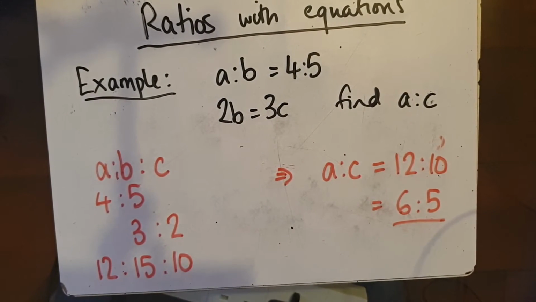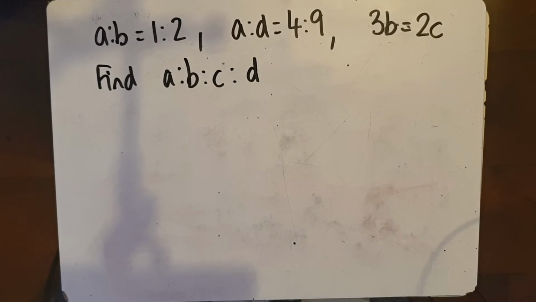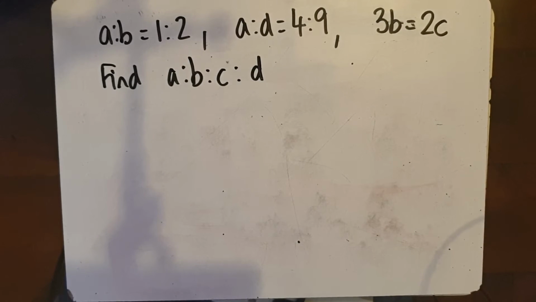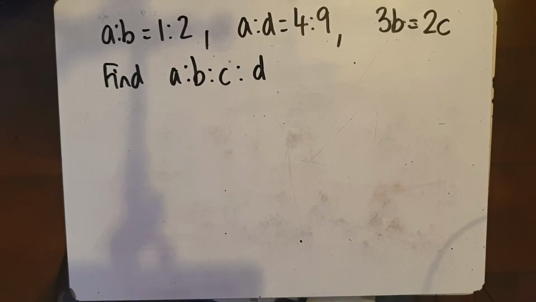So your final answer should be A to C is 6 to 5. Those two examples that we've just done were pretty simple. They were slightly simpler than the one you did in the exam paper because the exam paper one had 4 parts. So we're going to do an example now that has 4 parts rather than just 3. This is slightly more like the question that you had in your past paper.